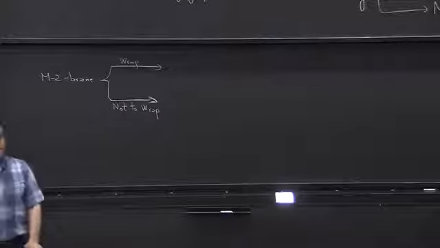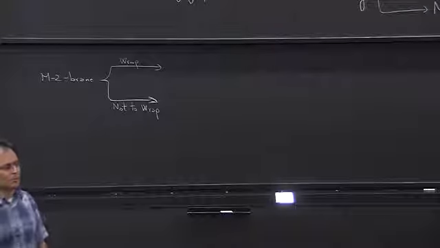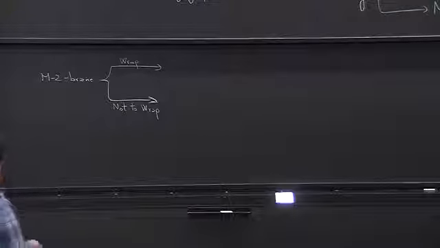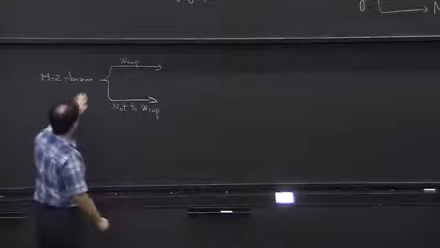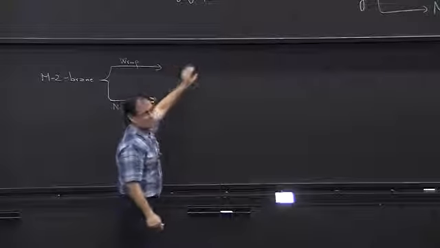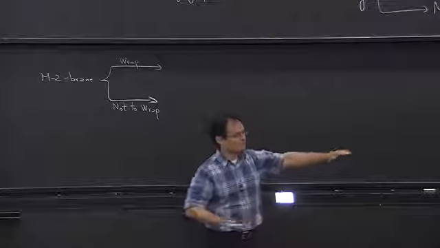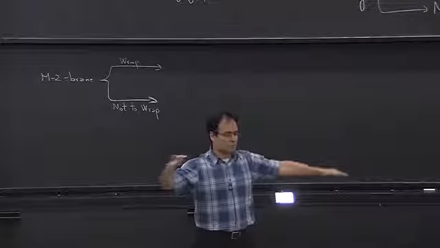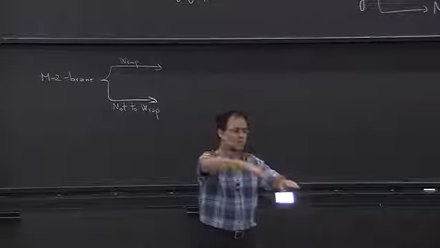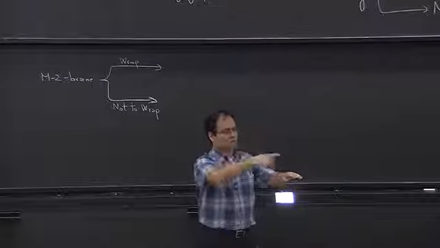Depending on what it chooses to do, it will become a different object in 10 dimensions. So if it chooses to wrap, what is it going to be? What kind of object, from the point of view of the 10-dimensional theory? So you have this membrane, but one of the directions decides to wrap the circle.